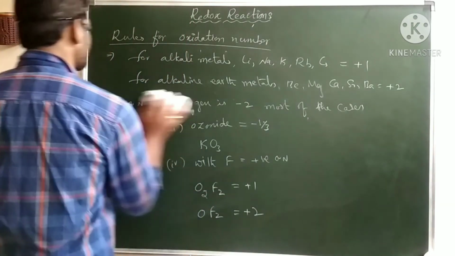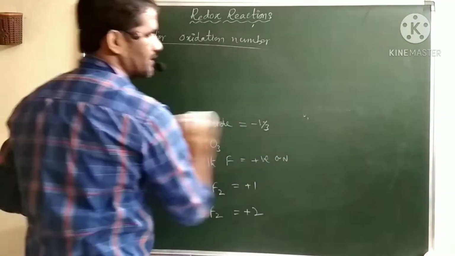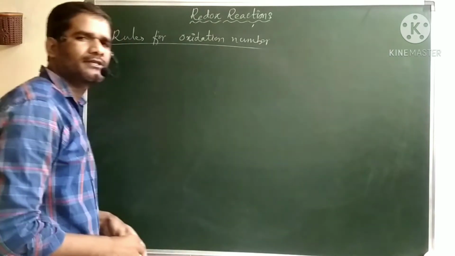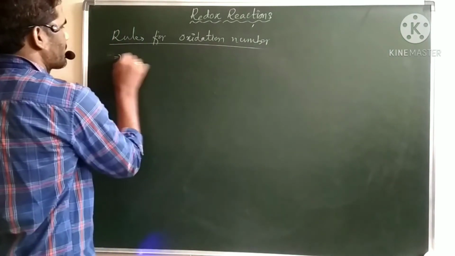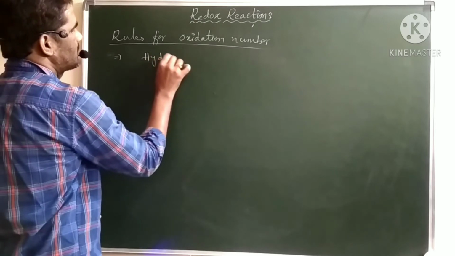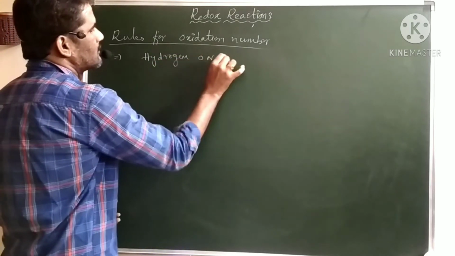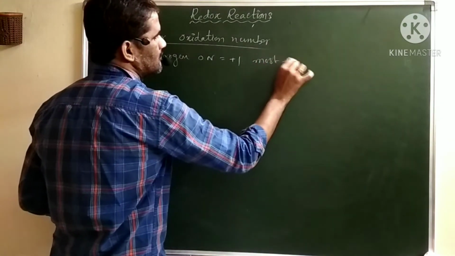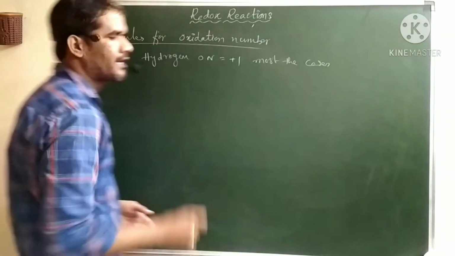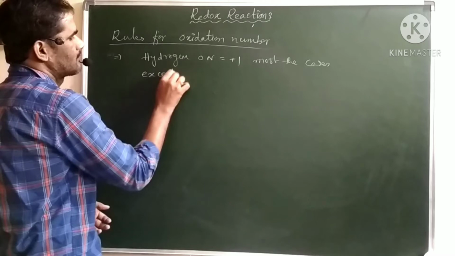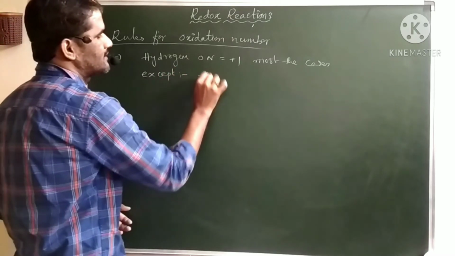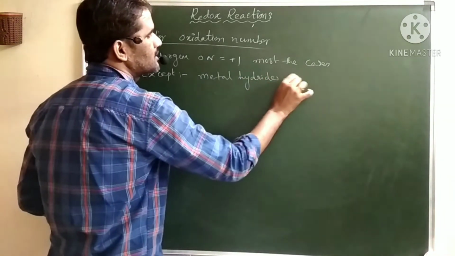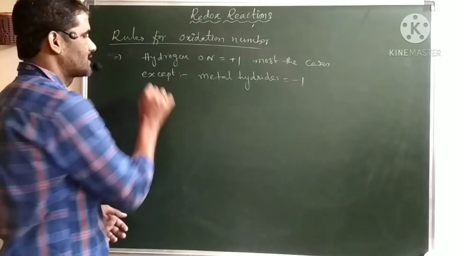And the next, hydrogen. Hydrogen always exhibits a +1 oxidation state in most of the cases, except when it is combined with metals, in metal hydrides. In the case of metal hydrides, the oxidation state of hydrogen is -1.